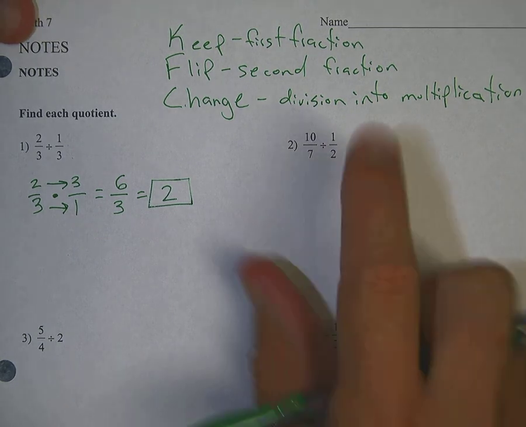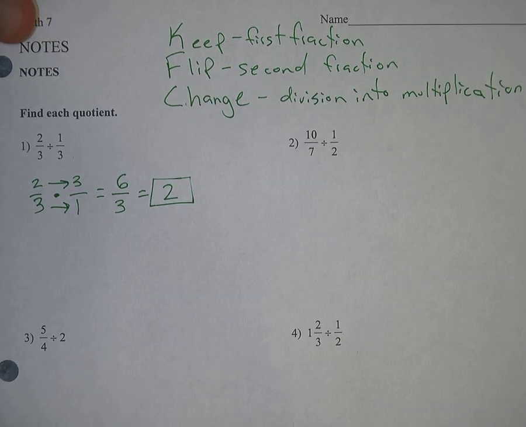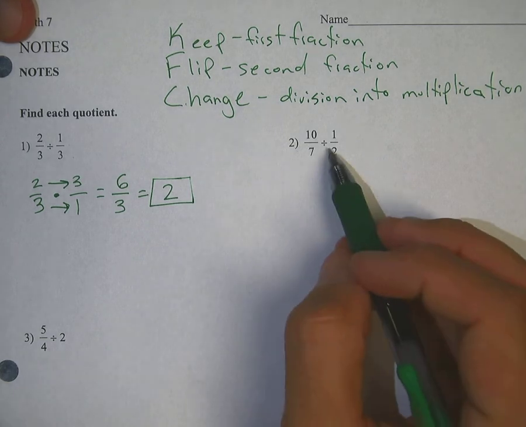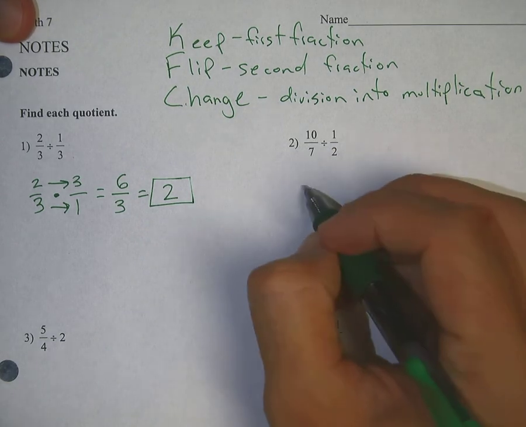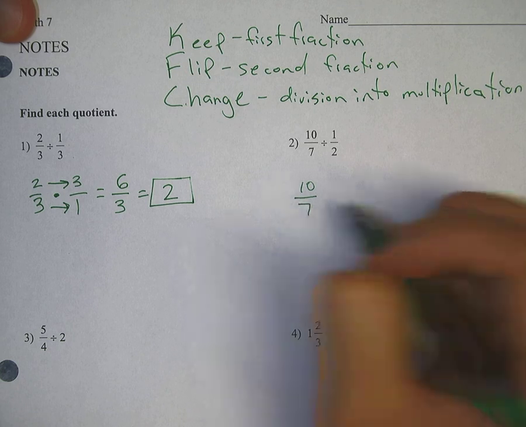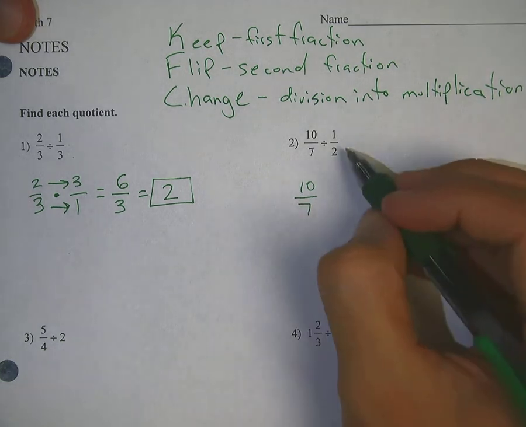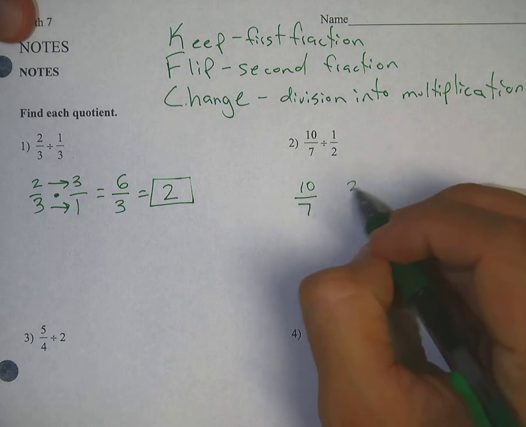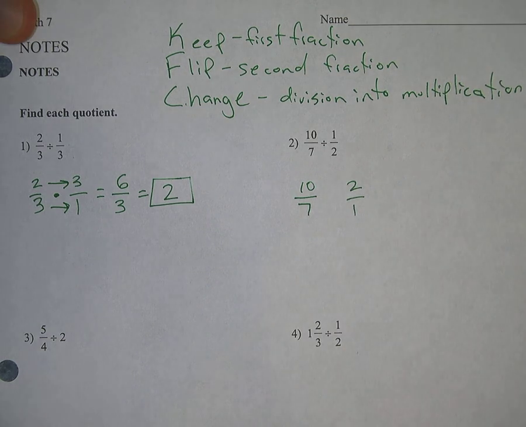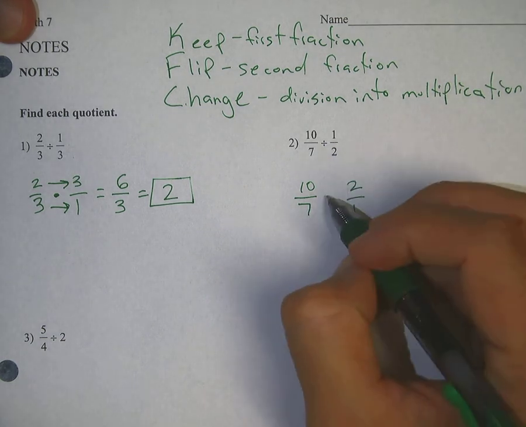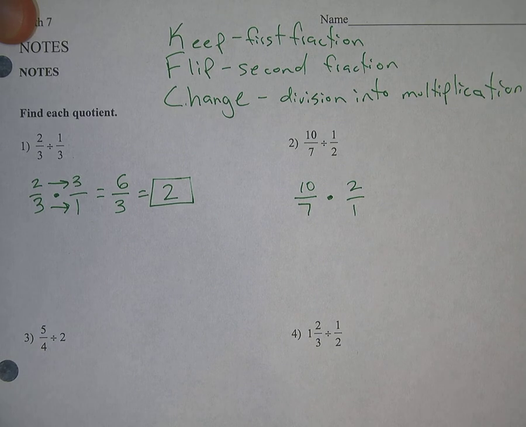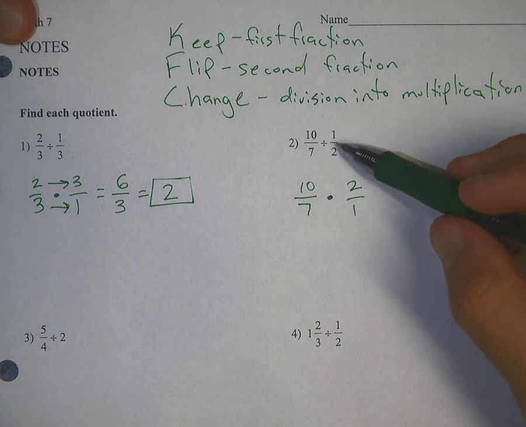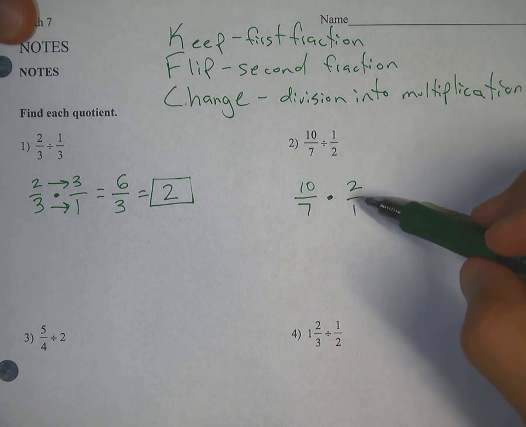Now, when I look at number 2, I want to keep flip change as soon as I see division. So I'm going to leave the first fraction alone, that's my keep. I'm going to flip my second fraction. So it's 2 over 1. And I change division to multiplication. So in other words, dividing by 1/2 is the same as multiplying by 2.